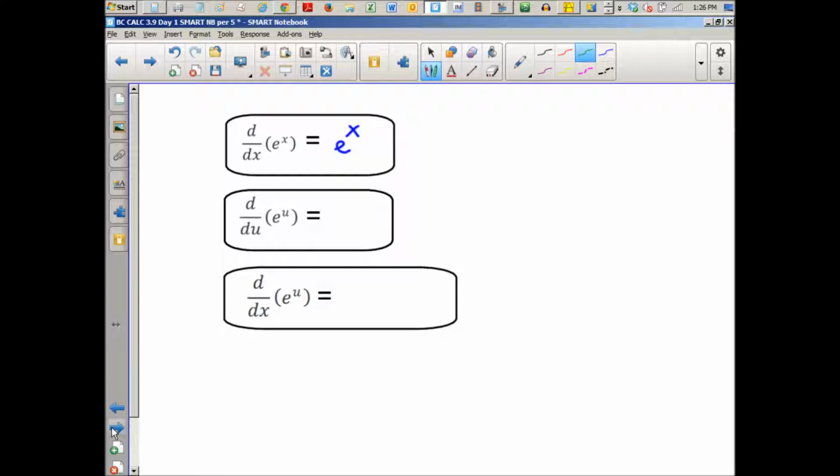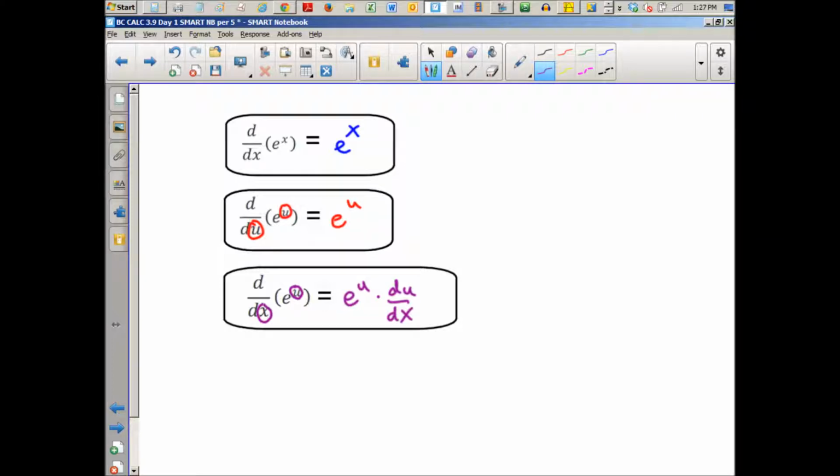Okay, now, what would happen if you're taking the derivative of e to the u, and it was u that you were taking the derivative of? Like, that's your differentiation variable. Wouldn't this just be e to the u? Yeah. Okay. What happens when you're doing d/dx of e to the u? This is when you need the chain rule. You would just do e to the u times du/dx.